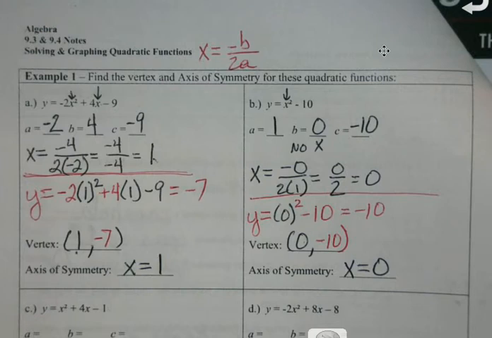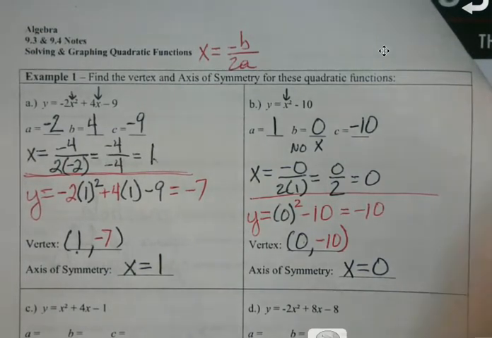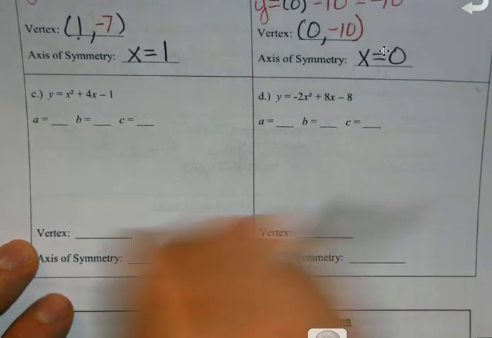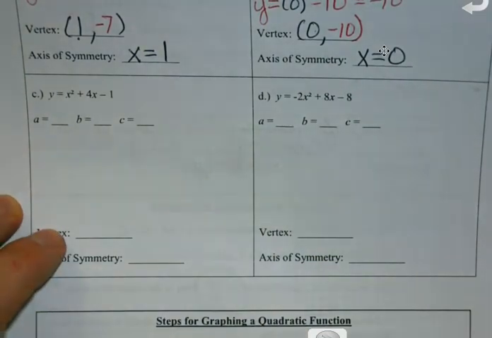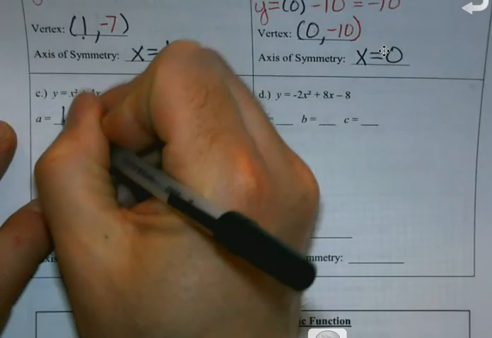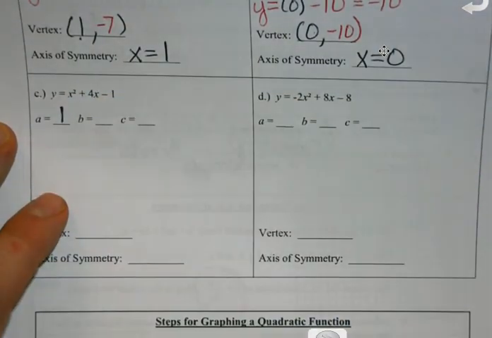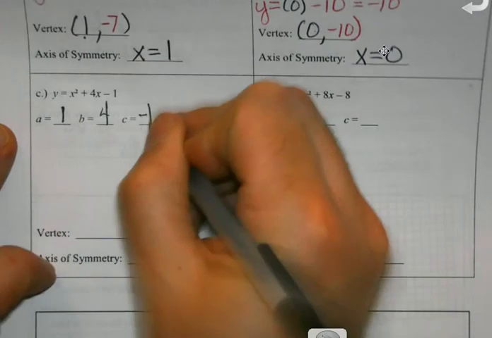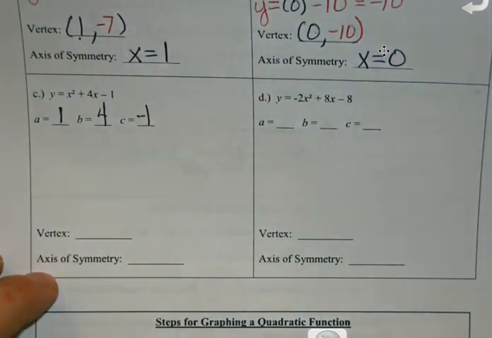So let's do one more like this, and then we'll actually get into graphing it here. We can actually start seeing why all this is important. So let's come down and do C. So what's my A value for letter C? 1, because it's whatever number's in front of x squared, and I see an x squared, so we're going to have 1. Okay. What about B? 4. And then C is my only number that's left by itself, the negative 1.